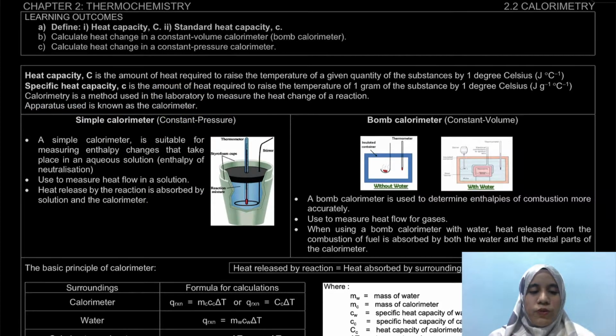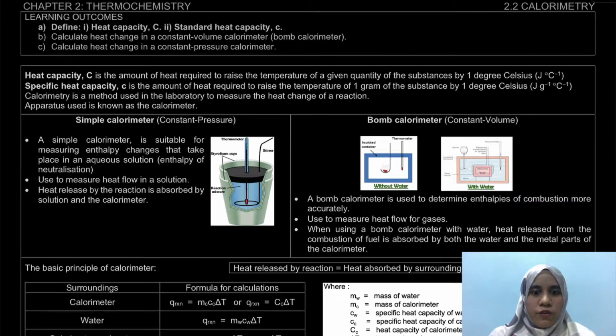For calorimeters, they are divided into two. We have a simple calorimeter, which is a calorimeter using a styrofoam cup, and a bomb calorimeter. Actually, our experiment tool later is using the styrofoam cup itself. The simple calorimeter is suitable for measuring enthalpy change that takes place in aqueous solution, namely enthalpy of neutralization, where it is used to measure the heat flow in a solution.